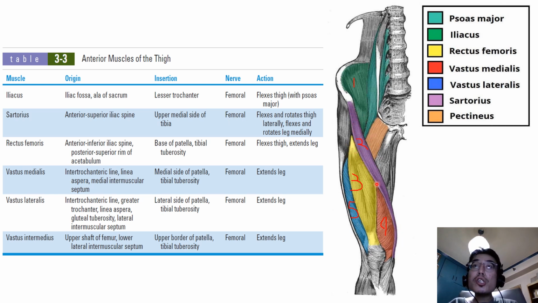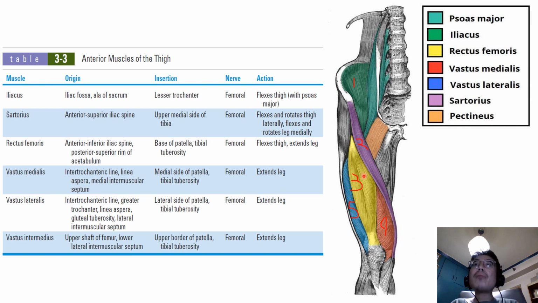We look at this peculiar strap-shaped muscle over here in purple. This is the sartorius. The sartorius has its origin from the ASIS, the anterior superior iliac spine, and it inserts into the upper medial side of the tibia. Again, also innervated by the femoral nerve, and the sartorius acts to flex and rotate the thigh laterally, as well as flexing and rotating the leg medially.